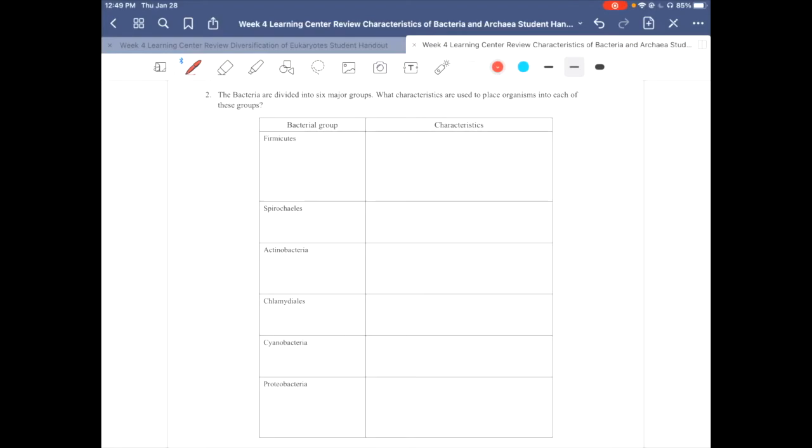Okay, next we're going to look at different groups of bacteria, the six major groups, and what their characteristics are.